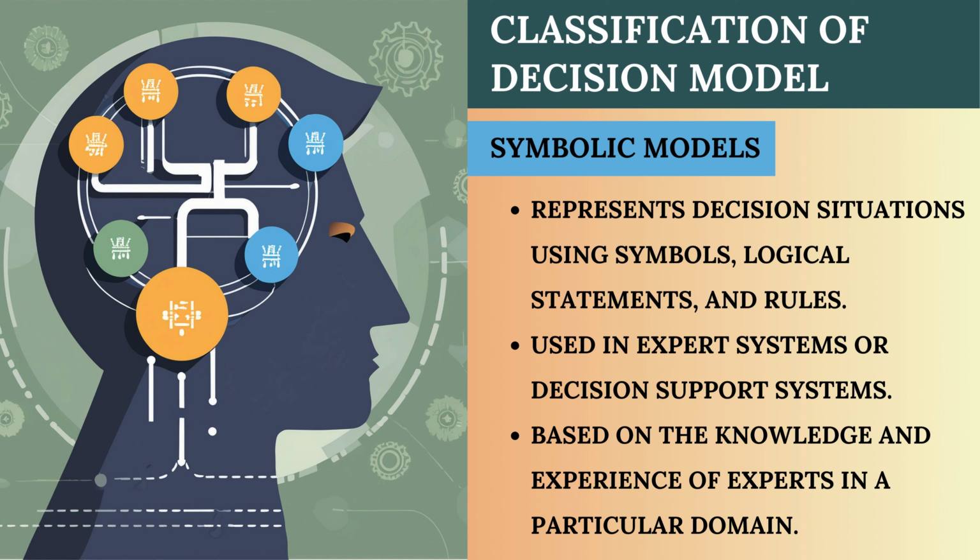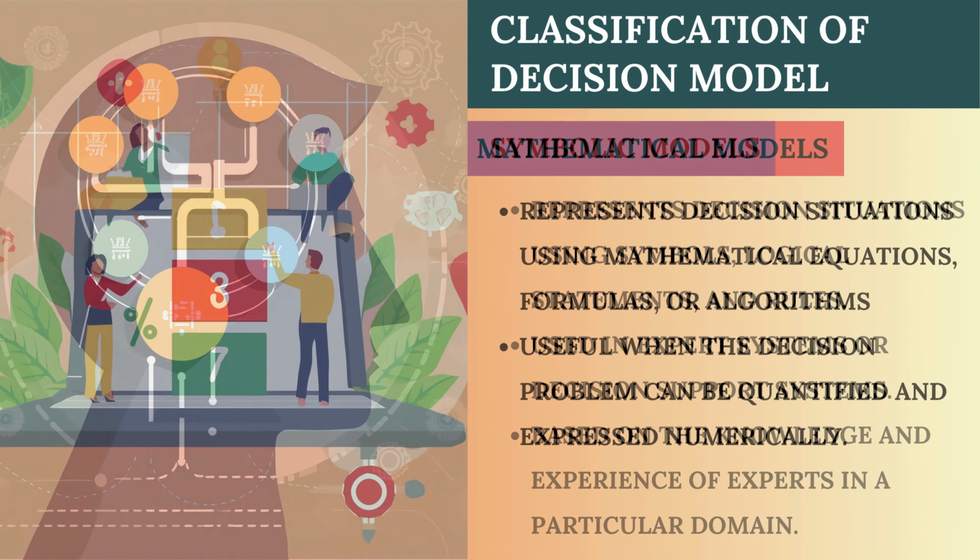Let us discuss the classification of decision models. First, we will start with symbolic models, which represent decision situations using symbols, logical statements, and rules. These models are often used in expert systems or decision support systems. They are based on the knowledge and experience of experts in a particular domain. Let's take an example. In a medical diagnosis system, symbolic models could use rules like, if the patient has symptom A and symptom B, then the possible disease is X.